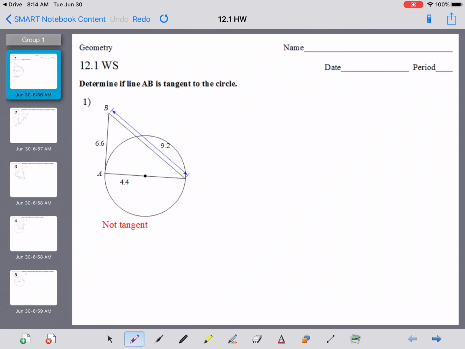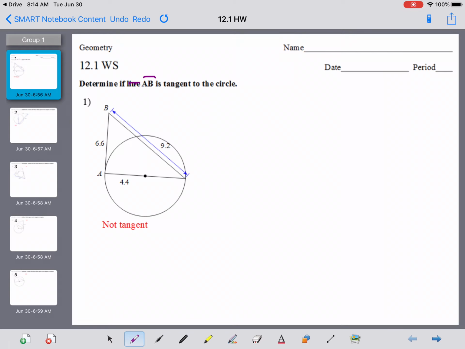All right, everybody, we're going to go through 5 problems together here off of our 12-1 worksheet. The first set of problems is asking you to determine if line AB, should really be segment AB, is tangent to that particular circle or not. And the main idea at work in these problems is the very first theorem that we talked about in our video notes on section 12-1.